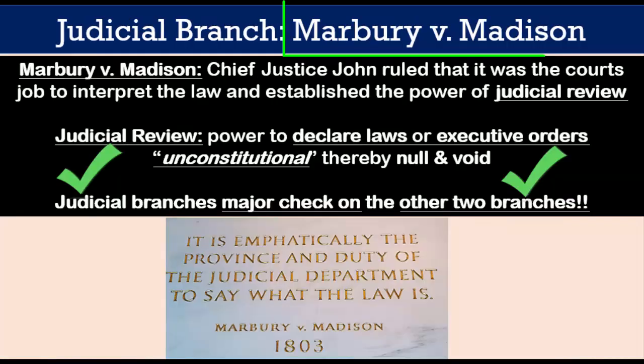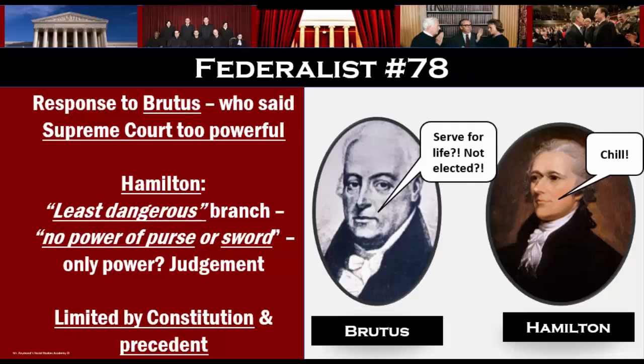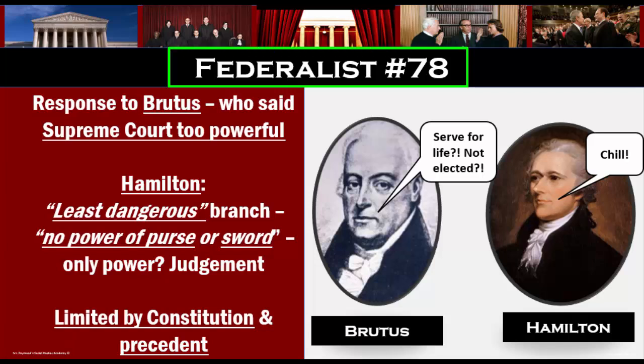And this is why Marbury versus Madison is so important, because it established judicial review, the power of the court to strike down laws as unconstitutional, providing this branch with their major check over the other two. In Fed 78, Alexander Hamilton did discuss the importance of judicial review, even though it wasn't in the Constitution, and he argued that the court was the least dangerous because they lacked the power of the sword, executive, and the power of the purse, Congress.